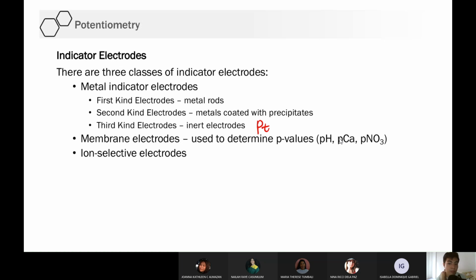If you want to determine the pCa, the calcium, you can also use a membrane electrode, and for nitrate. So where is that used, the pCa meter? There is such a thing as a pCa meter. It is used for water, right? For example, you work at Maynilad, right?